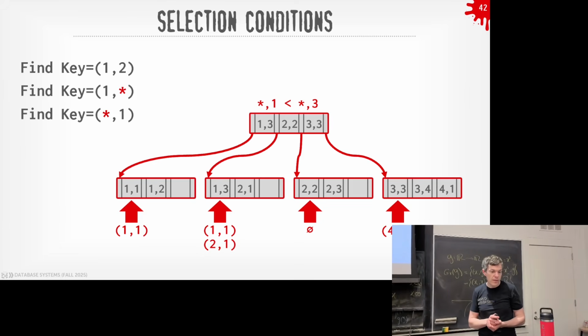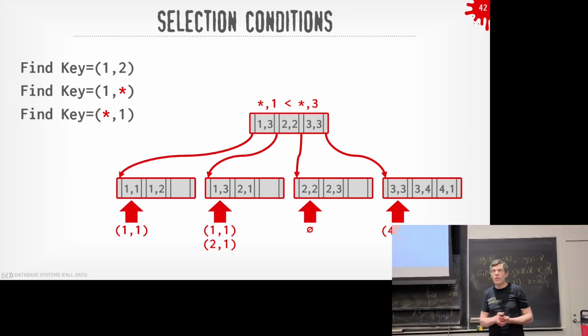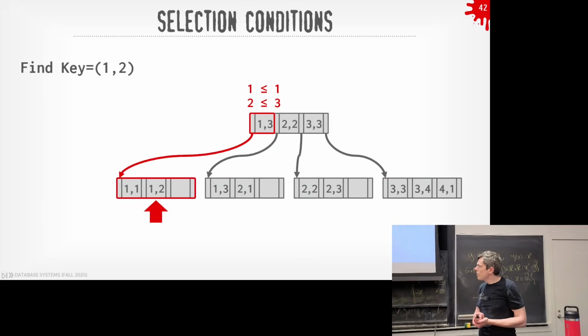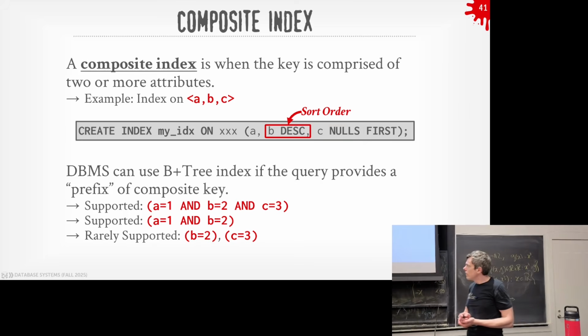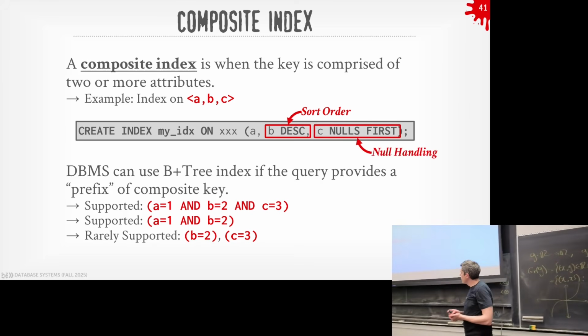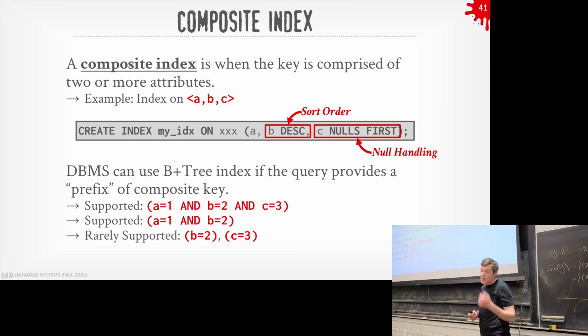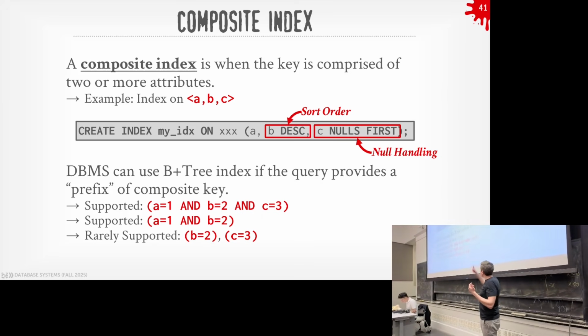Yes. Does the query engine automatically reorder the keys when there is a potential prefix in your query condition? What do you mean by reorder the keys? For example, your index is key A and then key B. If I write B equals 2 and A equals 1, will it be smart enough to reorder the A and B? The question is, do I have to specify in my SQL query, in my where clause, the keys in the same order that the index is defined on? No.